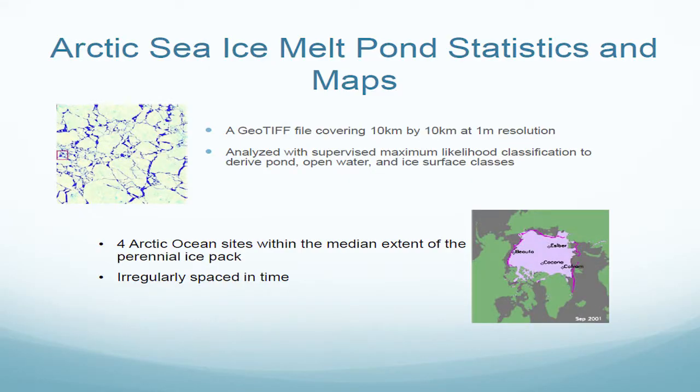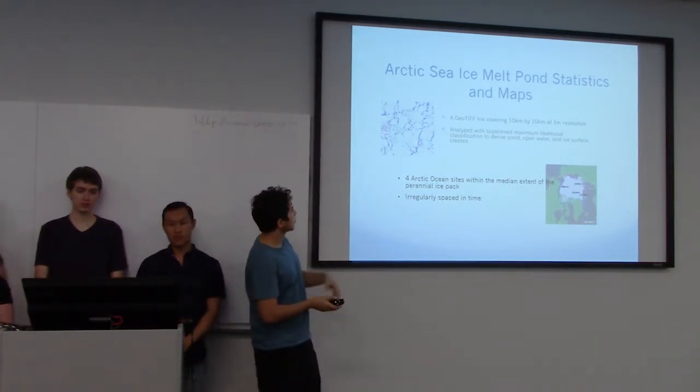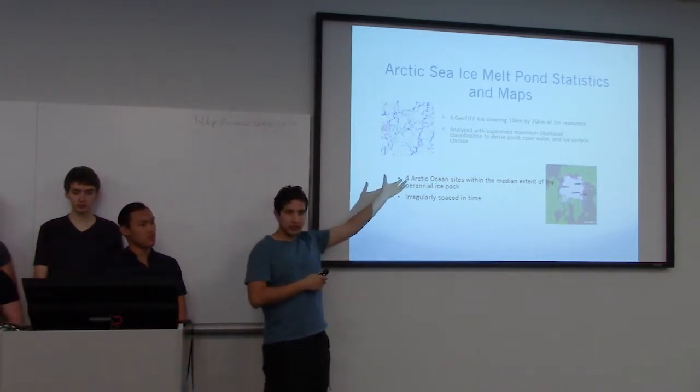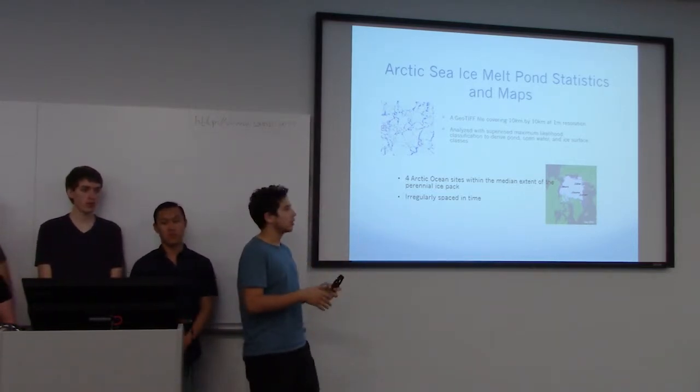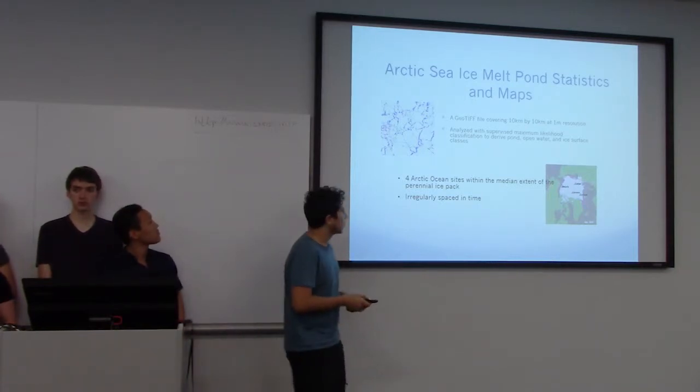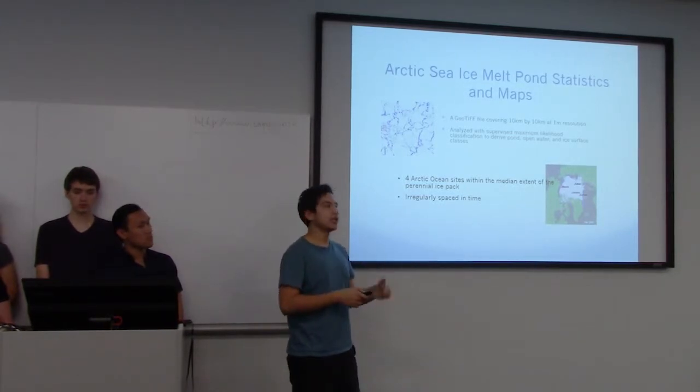So, this was the Arctic Sea Ice melt statistics and map. We got about 100 of these pictures, and they were analyzed with supervised maximum likelihood classification. From each picture, we got a percentage of area covered by pond, percentage covered by ice, and percentage covered by open water. Open water included the ice breakage. Our data came from 4 sites measured over 3 years between 1999 and 2001.